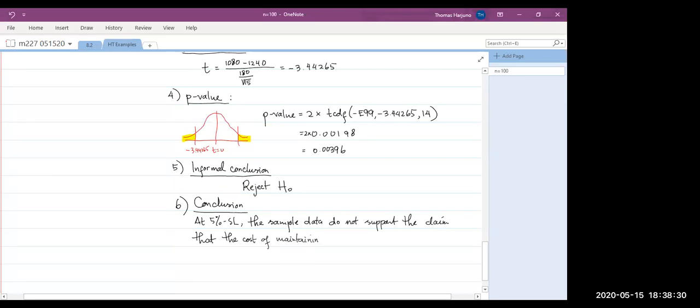So in the future, if we don't see a significance level, do we just assume 5% for all the problems? Yes, that's right.